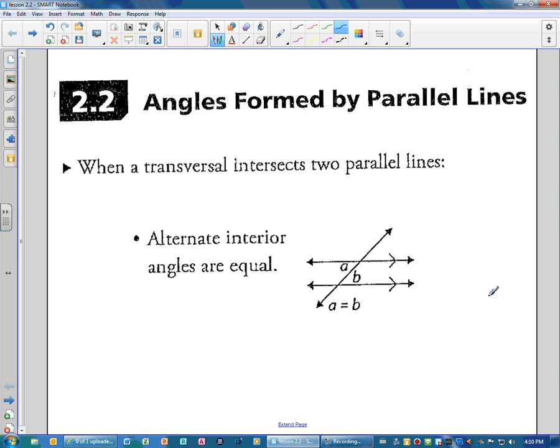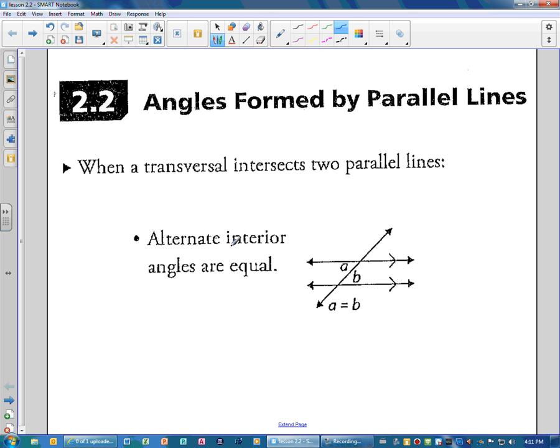Okay, so let's go over all those terms. Remember, a transversal. So here's the transversal, right here, and it's intersecting two parallel lines. Remember that I know this line and this line are parallel because of these little symbols. So with two parallel lines cut by a transversal, alternate interior angles are equal.